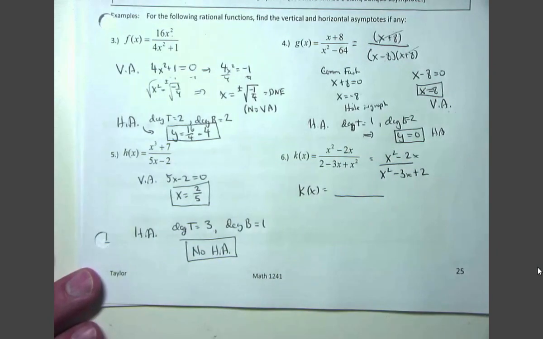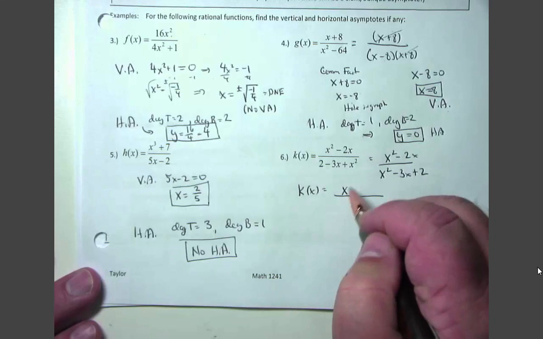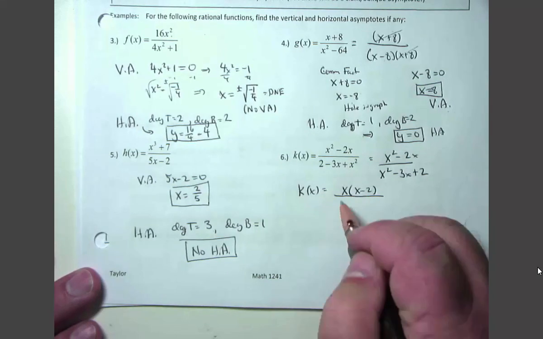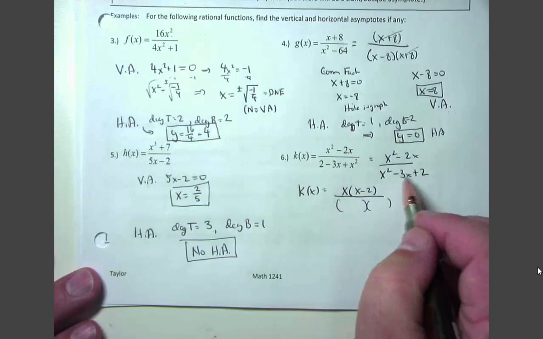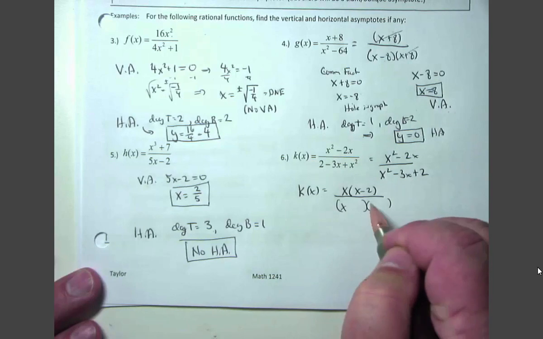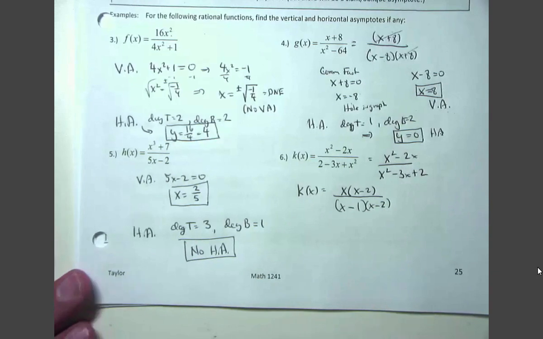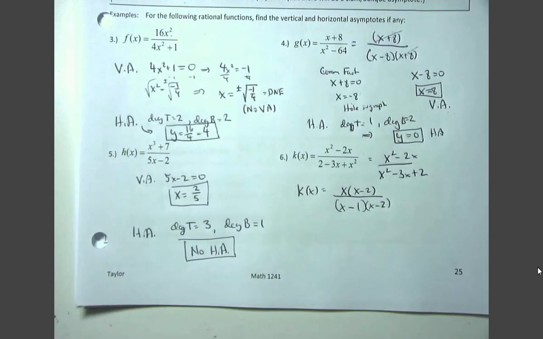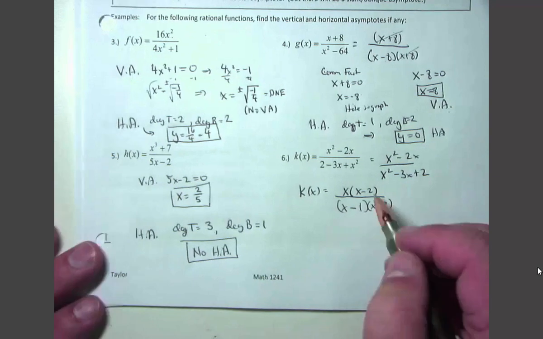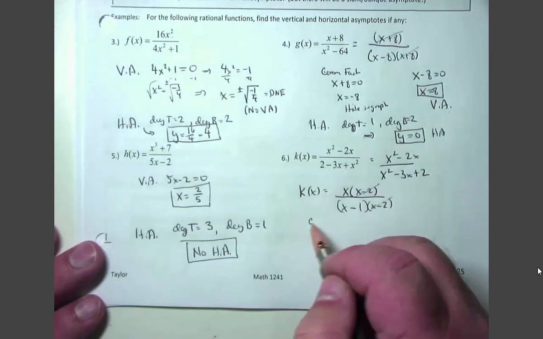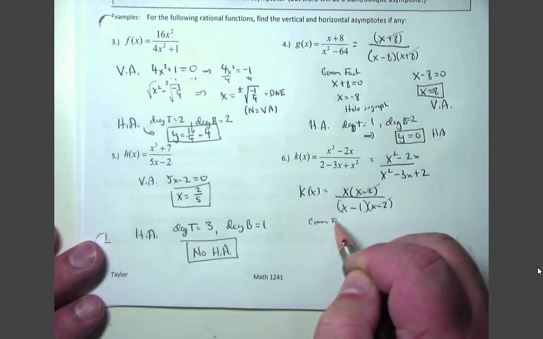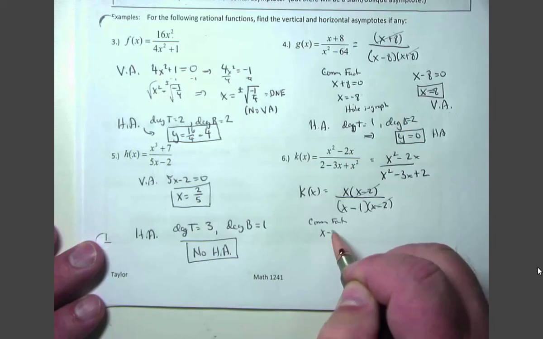What can I factor out of the numerator? x, that leaves me with x minus 2. And how does that denominator factor? x squared minus 3x plus 2. x, x, 1 and 2, minus on the 1, minus on the 2. Right? What do you see here? You got a common factor. The common factor is? The common factor is x minus 2.